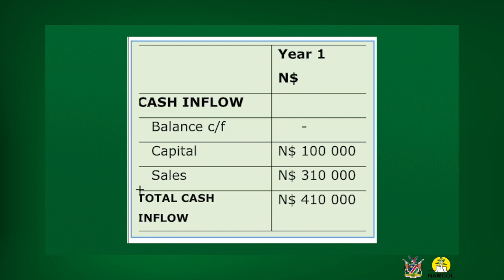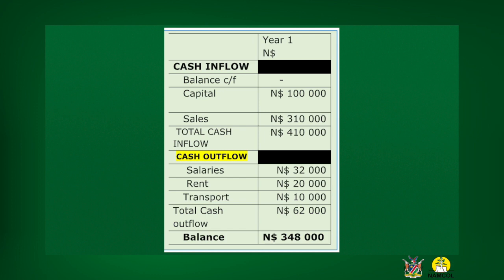Let us assume that our cash outflow was due to salary amounting to 32,000 Namibian dollars, payment of rent of 20,000 Namibian dollars, and transport cost, which totaled 10,000 Namibian dollars. We add up all this cash outflow and we get a total of 62,000 Namibian dollars. Not hard, right?